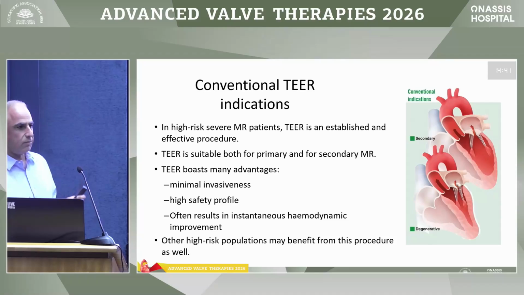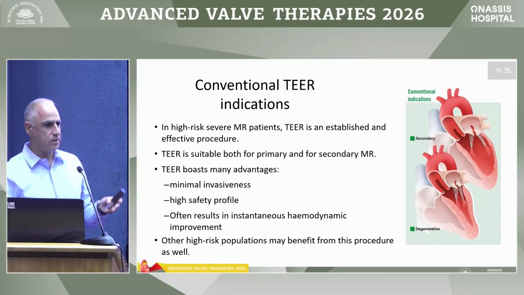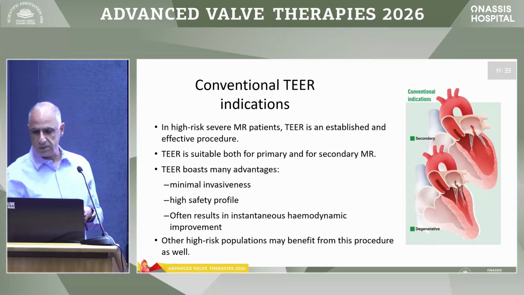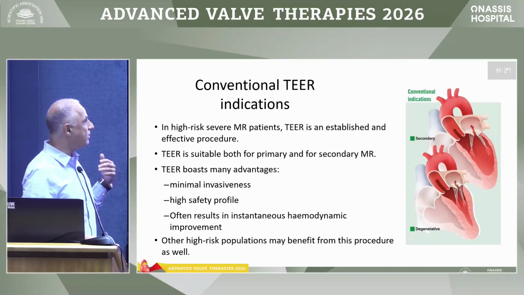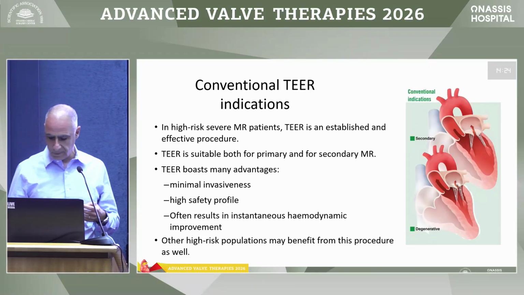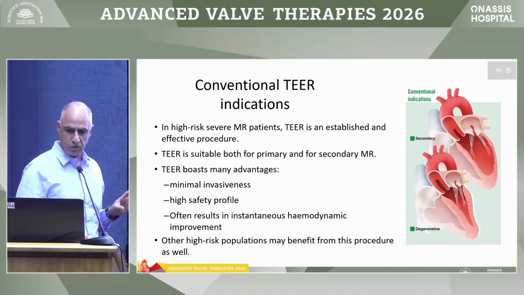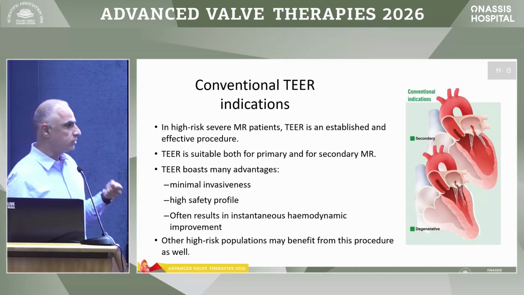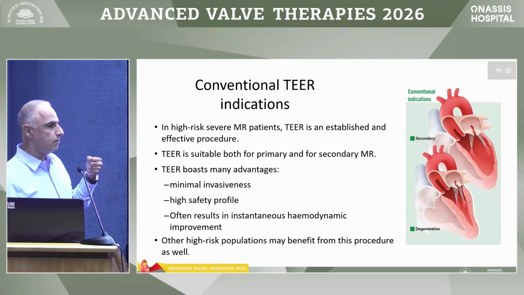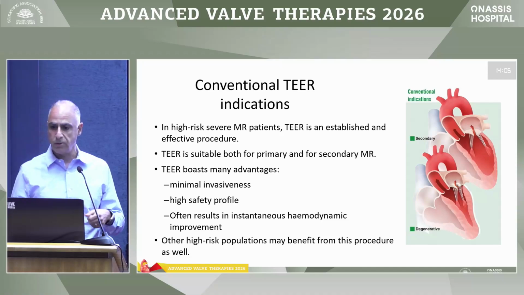So we know that the conventional TEER indications are for patients with primary MR that are considered high risk for surgery, and for patients with secondary MR that are good candidates. We presented before what is the ideal patient for a clip. However, we also know that the TEER procedure has many advantages. It is very safe. It often gives you an immediate hemodynamic effect, and it might be that other high-risk populations might benefit from the procedure as well, not only the conventional TEER population.